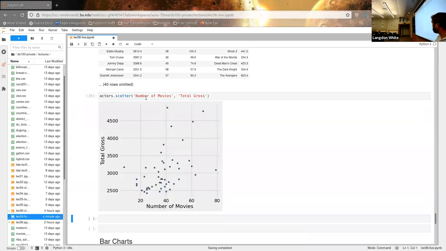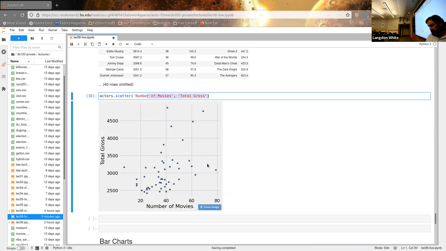All right, so the first thing we can do is take a scatter plot of the number of movies and how much money it's made, right? There seems to be, which is kind of logical, a correlation between the number of movies you've made and how much money they've made. But it's hard to say. It does give you some insights into the data.